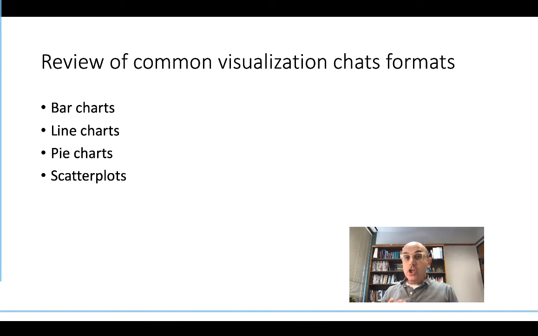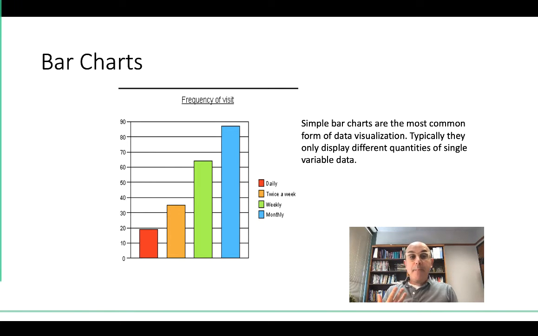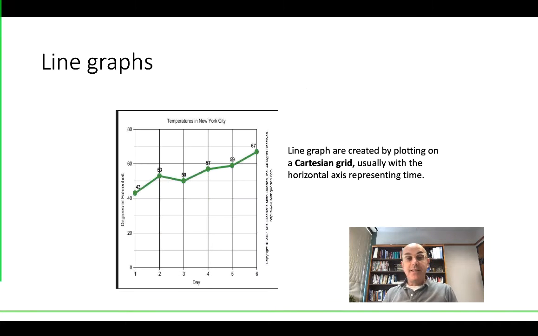The visualization also has different types of formats. We have bar, line, pie, and scatter plot, and they try to tell the story. Bar chart is usually the most common type of data visualization, and usually they display different quantities of a single variable. And so in this case, frequency of visiting.